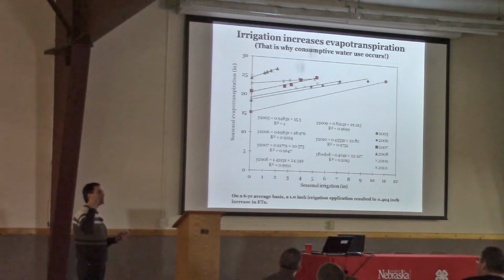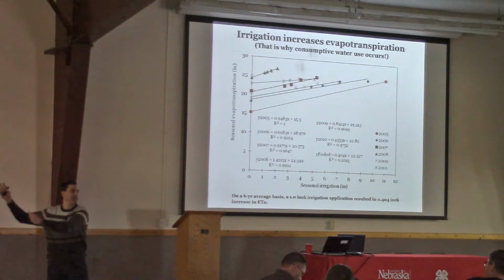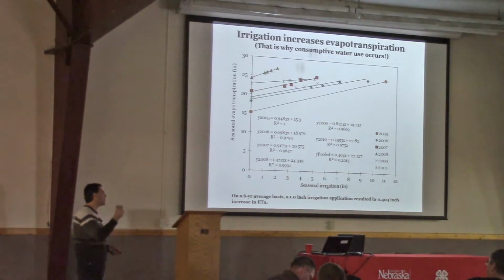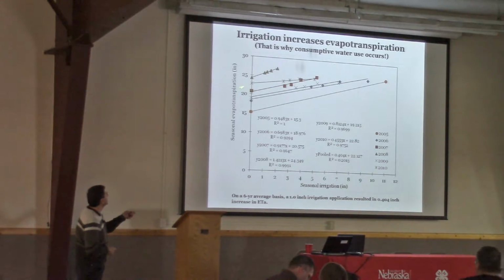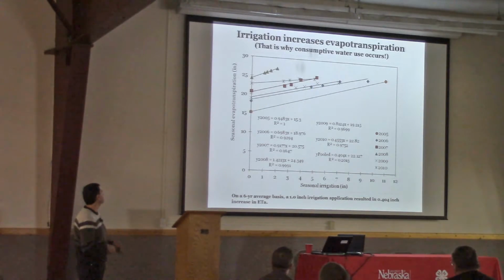So if you increase irrigation X amount in 2005, you will get X amount of increase in ET in 2005. If you do the same thing in 2006, 7, 8, 9, 10, each year you are going to get a different increase in ET per unit increase in irrigation. And you can see none of those lines are together. So that means each year is different.